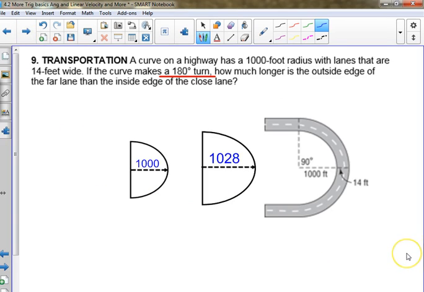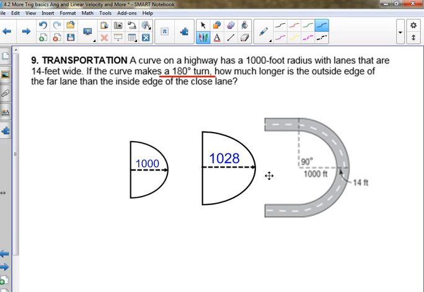Number 9. I like this question, so I'm going to do it real quick. It says a curve on a highway has a 1,000-foot radius with lanes that are 14 foot wide. I'm going to do 14 feet for each lane, okay? That's why this says 28 feet further across. It says if the curve makes a 180-degree turn, how much longer is the outside edge of the far lane than the inside edge of the close lane? So there's a difference in radius of 28 feet.